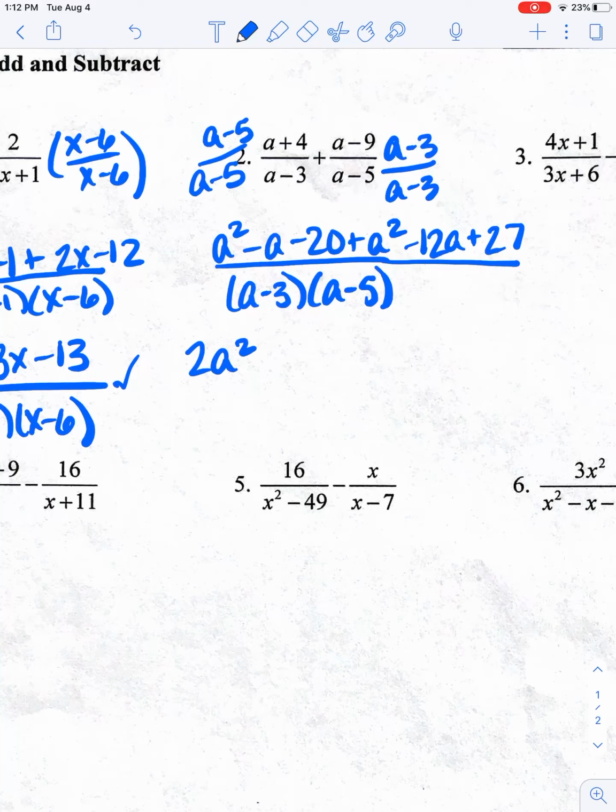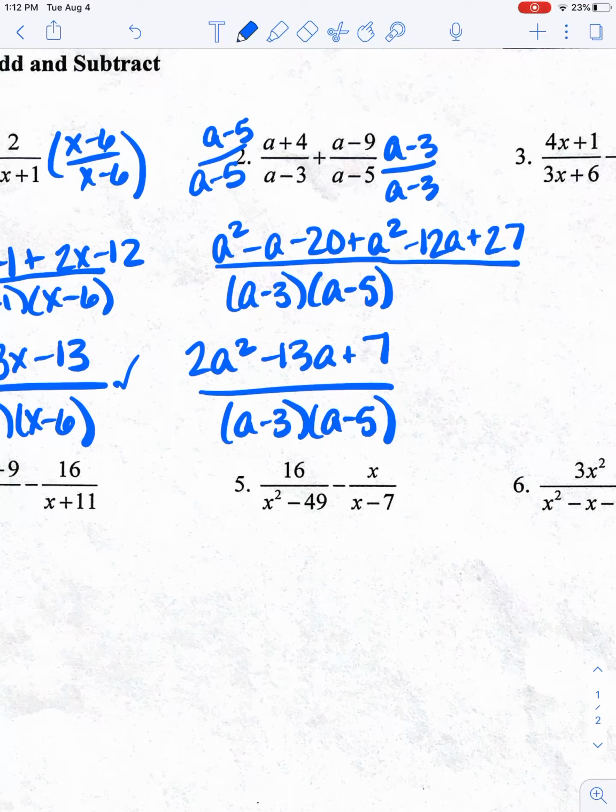So we're just going to hope for the best. Minus 13a plus 7 over a minus 3, a minus 5. Now I can check to see if the top factors, but again, at this level, we're smart mathematicians.